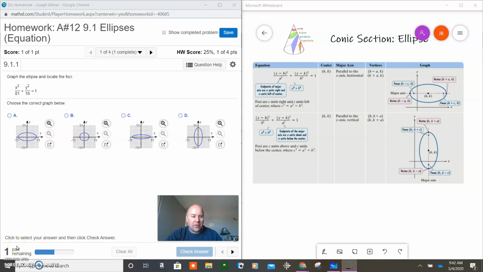Hello students, and we're getting into the conic section. You should have already worked with circles, and now we're getting into ellipses. As I said in the last video, basically the reason why it's called the conic section is because it's based off of the shape of a cone.